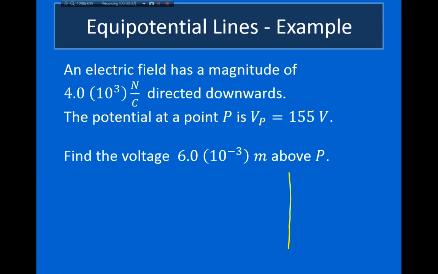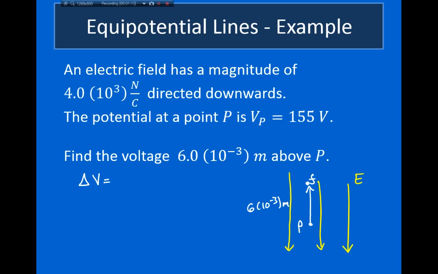So the electric field lines are pointing vertically downwards like this. So this is the electric field. And we're trying to find the voltage at a point, so let's call this point P, and this is 155 volts. We're trying to find the voltage at another point up here, and this is 6 times 10 to the minus 3 meters above this point P. So maybe I'll call this F for our final point. So remember that the voltage is related to the electric field by this formula here.